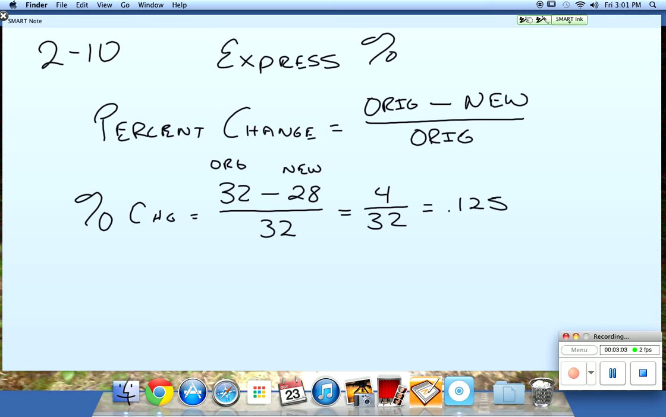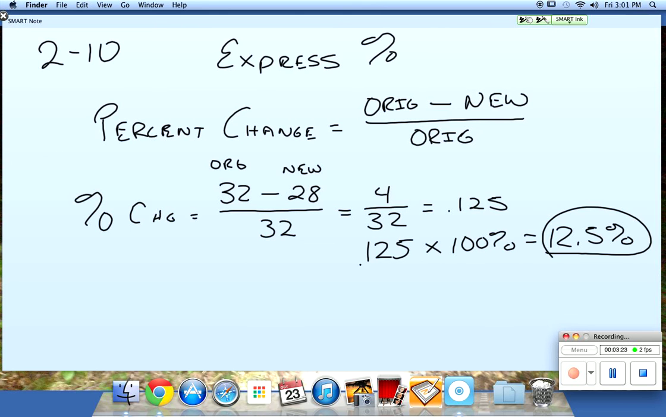Now, if we wanted to make that a percentage, we would take 0.125, multiply that by 100%, and we would come up with 12.5%. So you can say that from our original amount to our new amount, our percentage change was 12.5%.